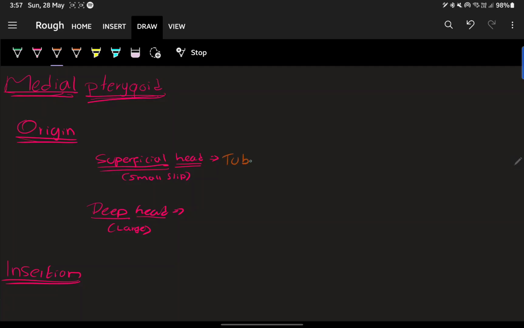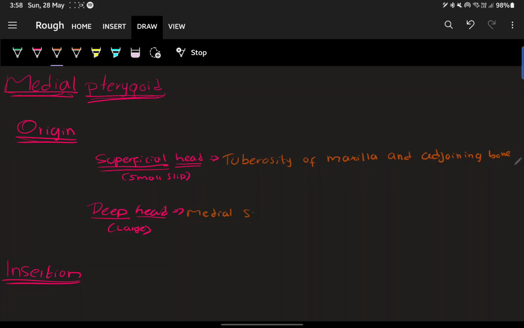Okay, so the superficial head, the origin is from the tuberosity of maxilla and adjoining bone. Okay, the deep head. So the deep head is from the medial surface of lateral pterygoid plate.